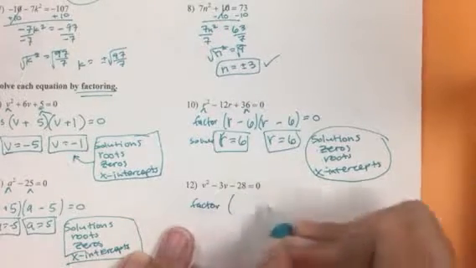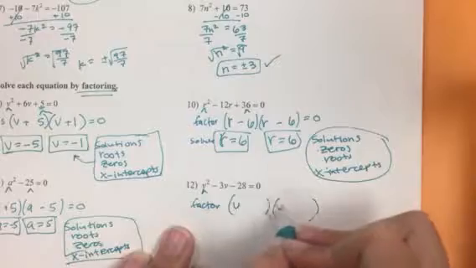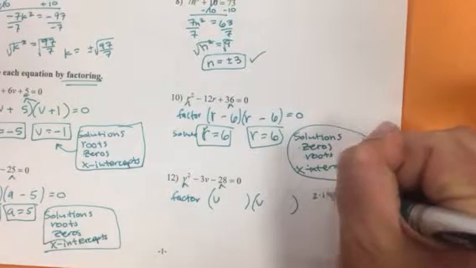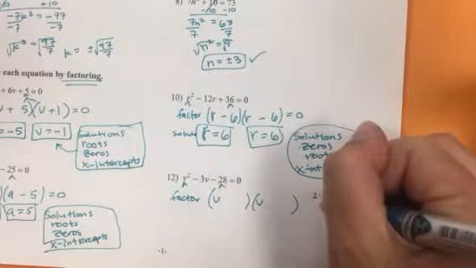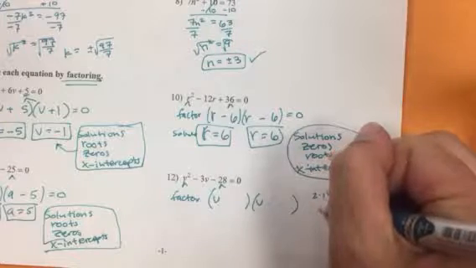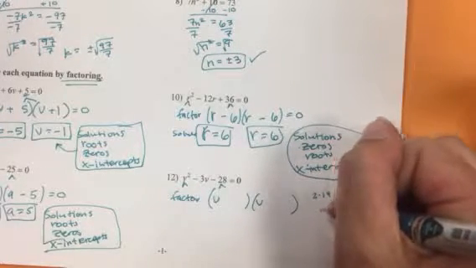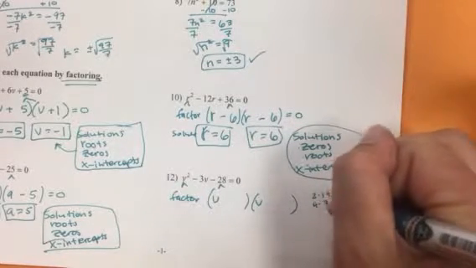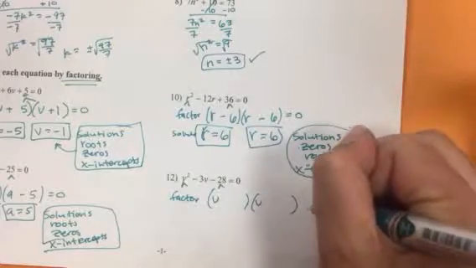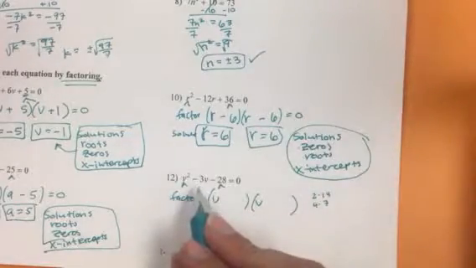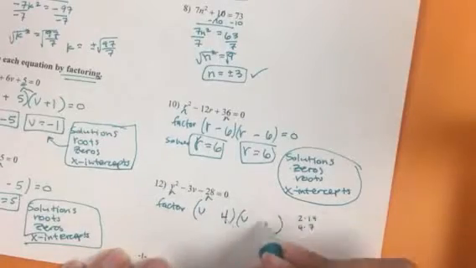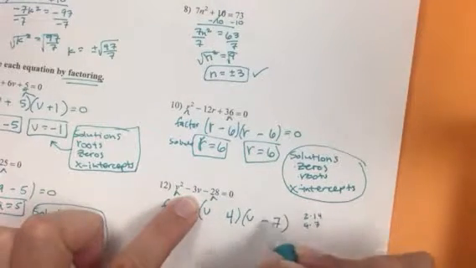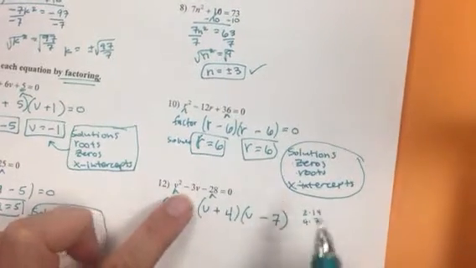Factor. v breaks up into v and v. 28. Let's see, you can do 2 times 14, but that won't give you 3. You could do, let's see, 4 goes into it 7 times. 4 and 7. Hey, they're 3 apart, so then that will work to get the 3. So I use 4 and 7. I want a negative 3, which means the biggest number needs to be negative, and the smaller number is positive.